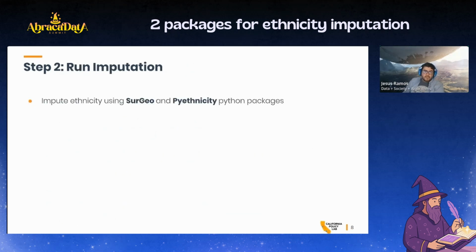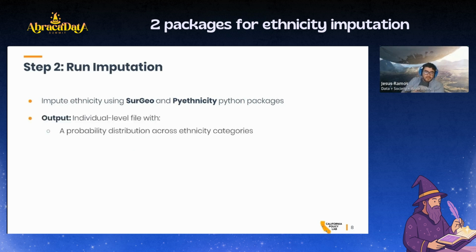Now, we have to run imputation. We are using the SIRGEO package and the ethnicity package. Both packages implement the two algorithms, the two models that we covered before. Both packages implement BISG and BIFSG. They implement some other models, but these are the two that are mostly used in the setting that we're in, meaning in the public and social sector.